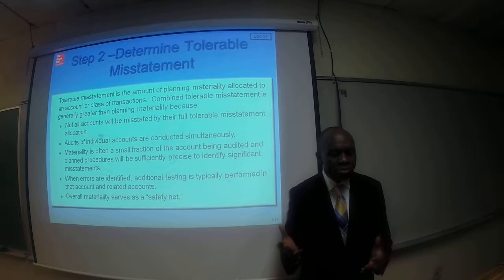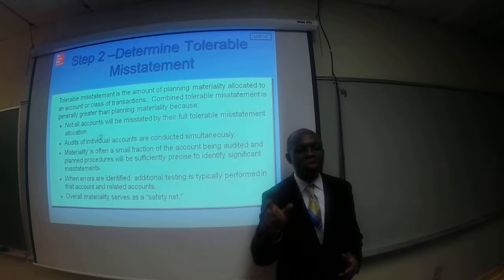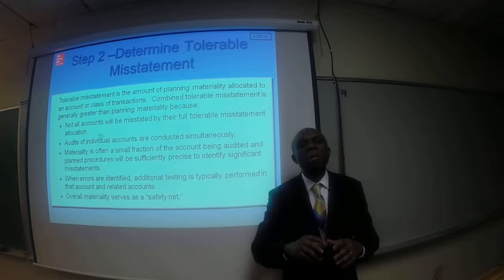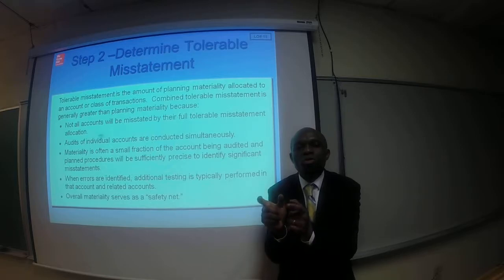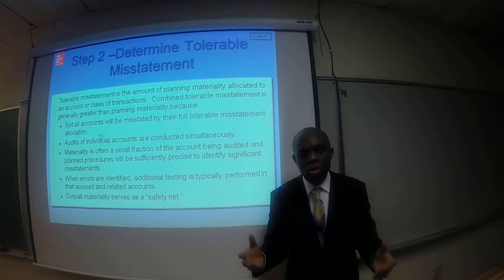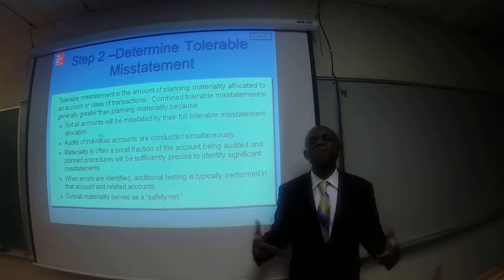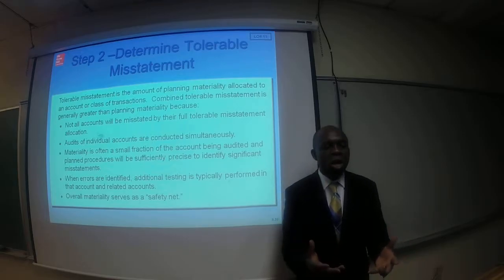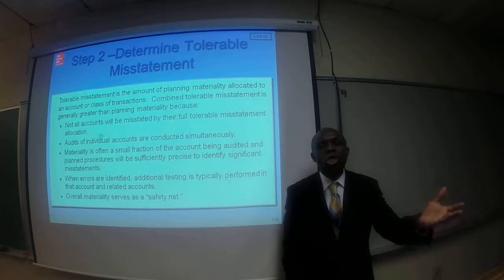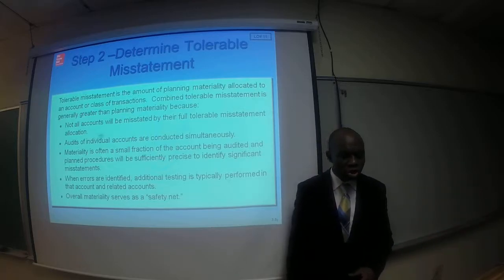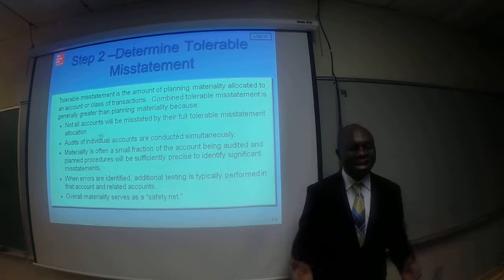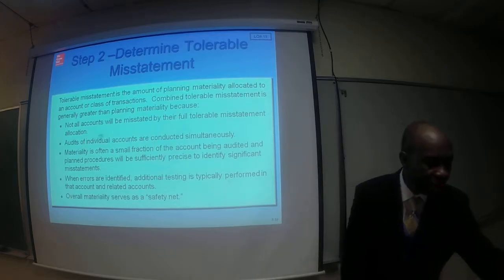Now we said that the tolerable misstatement, as we indicated earlier, is the amount of planning materiality allocated to an account or class of transactions. Meaning, it is a fraction of the overall materiality. So if the overall materiality is 1,000,000, we can say 50% of that is 500,000, and that 500,000 might be the tolerable misstatement of a particular account or class of transaction. So take a look at the last bullet. The overall materiality serves as a safety net in the final analysis.